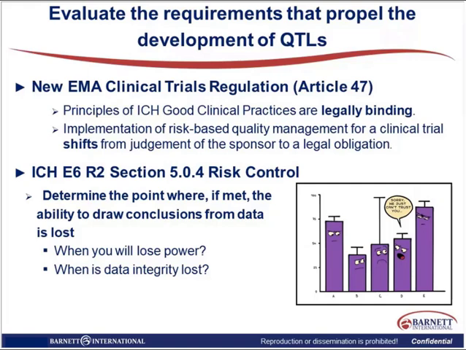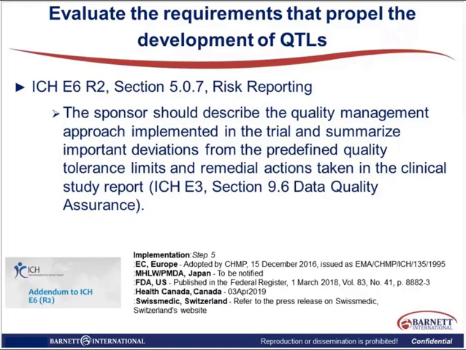So as we move into slide number 6, to evaluate those requirements, E6 Section 507 discusses risk reporting. So it says that the sponsor should describe their quality management approach implemented in that trial and then summarize the important deviations from the predefined quality tolerance limits.